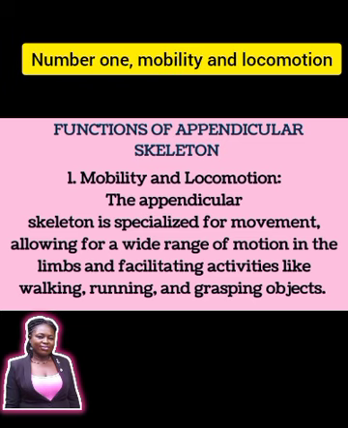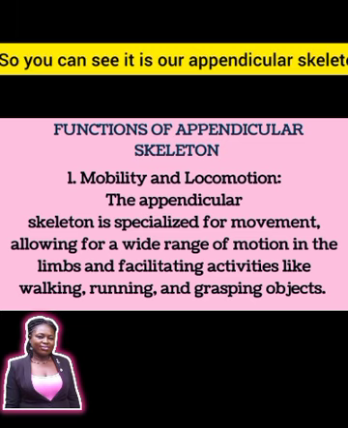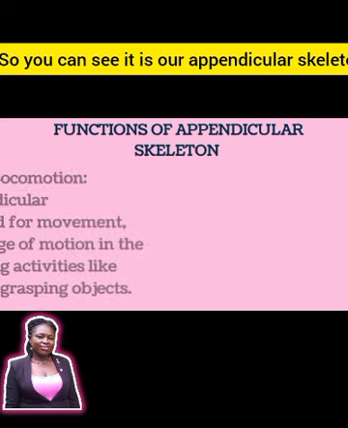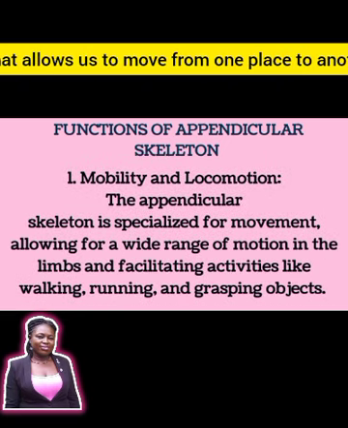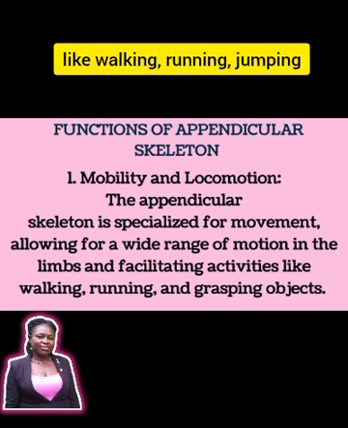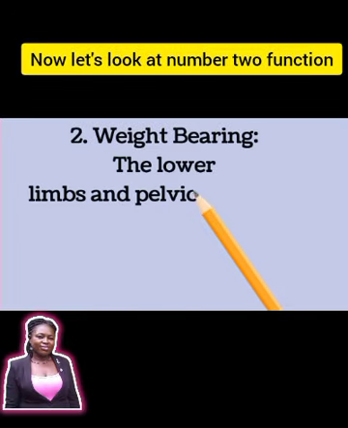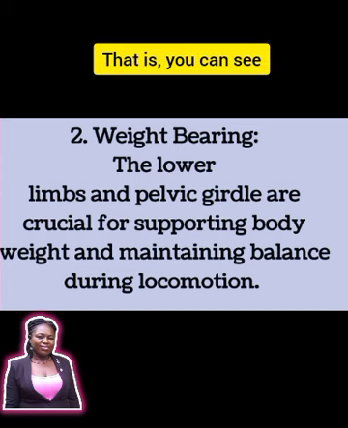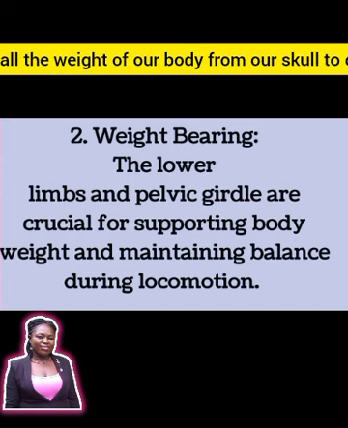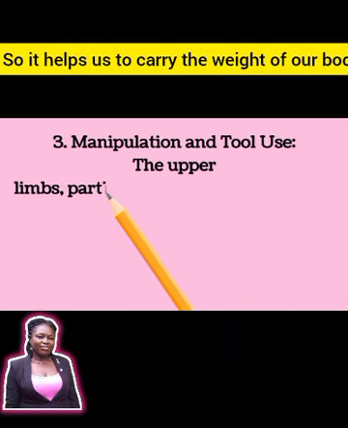Number one, mobility and locomotion. It is our appendicular skeleton that allows us to move from one place to another, like walking, running, jumping. Now let's look at the number two function, weight bearing. You can see that all the weight of our body from our skull to our hip falls on our legs. So it helps us to carry the weight of our body.